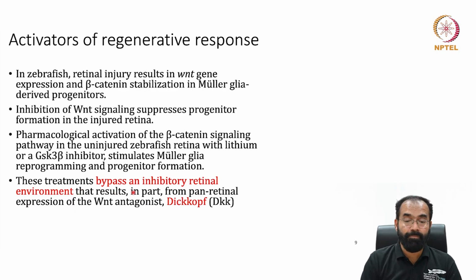These treatments can bypass an inhibitory retinal environment, which results in part from a pan-retinal expression of the Wnt antagonist DKK. DKK is present throughout the retina. You don't want any unwanted proliferation happening in the retina. So soon after injury, in a normal regeneration event, the DKK will be downregulated. But when you are stabilizing the beta-catenin, you do not have to bother about the DKK at all. Let the DKK block the Frizzled receptor, it doesn't matter. You are dealing directly inside the cell, and that too at the level of beta-catenin.